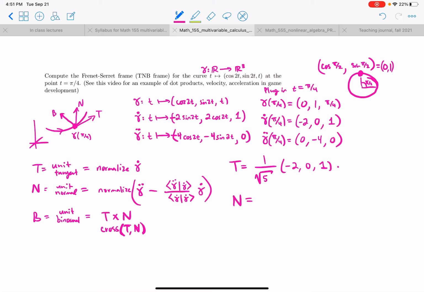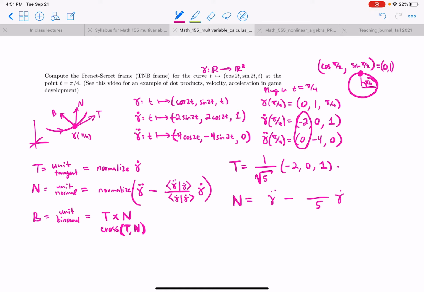Okay, what's N? What we have to do is compute these dot products to see how much of the velocity we need to remove from the acceleration. So let's first compute this dot product. Well, we actually already computed this bottom one. It's 5, since in order to get the length, we took the square root. So really this is going to be gamma double dot minus something divided by 5 times gamma dot. Now what is this thing on the top? It's this dot product.